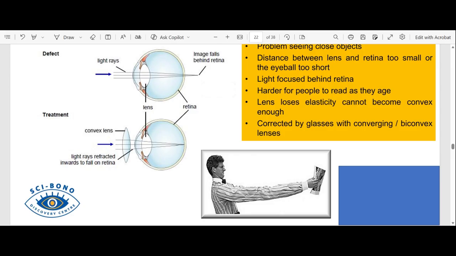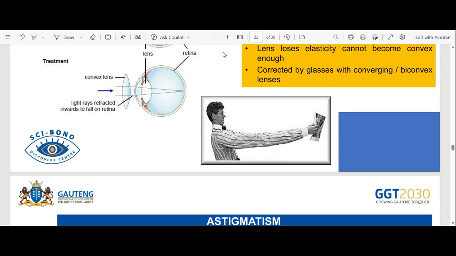So how can we fix long-sightedness? So let's look at the treatment. So when it comes to the treatment, right, we treat it with convex lenses. Remember, when it comes to short-sightedness, we treat it with concave, but when it comes to this one, we treat it with convex. So what does convex mean? It means that it curves outwards. You can see it curves outwards, or you can say biconvex lenses, right? So the biconvex lenses will do what? They'll bend the light inwards, thus focusing the image directly on your retina. So that's how we fix long-sightedness.